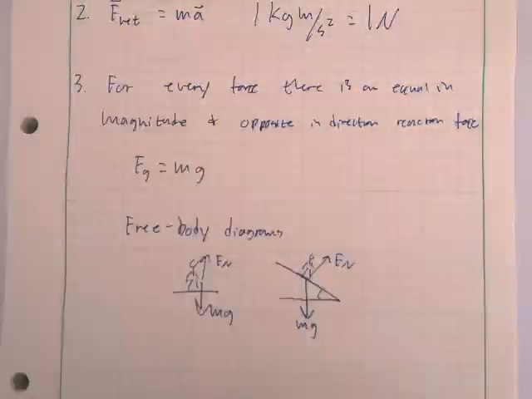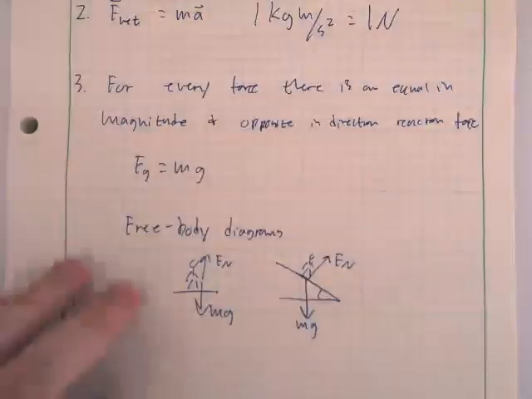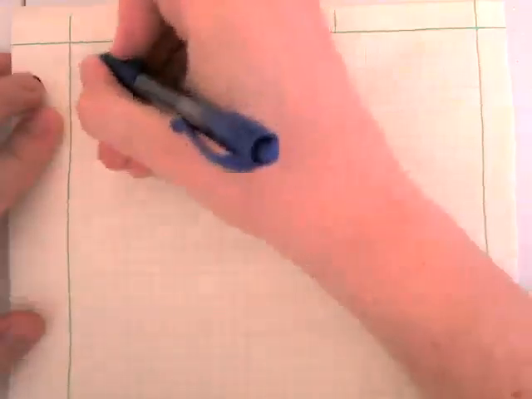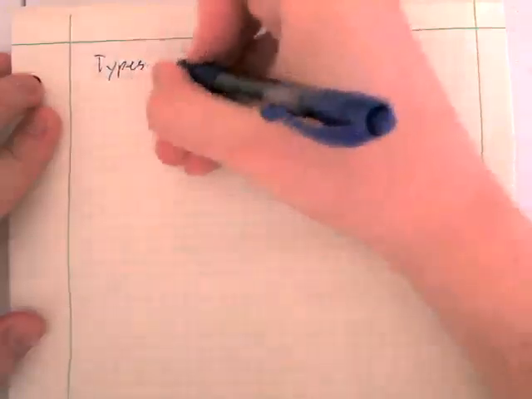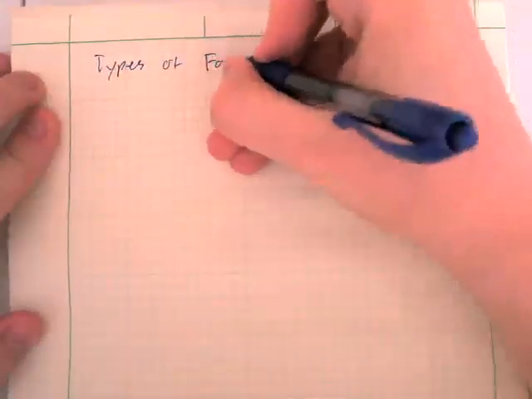So these are just some simple examples of free body diagrams. But before we move on, before we do any more examples, let's talk about the different types of forces that we are going to encounter while we work these problems. We have types of forces. So obviously we have gravity, right?